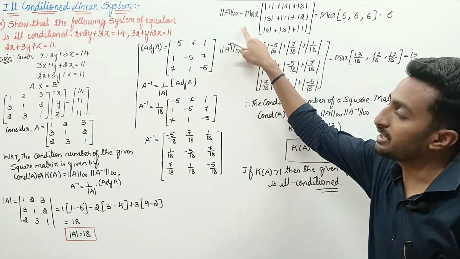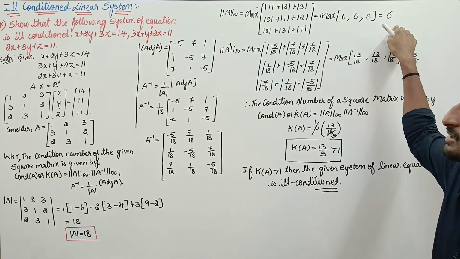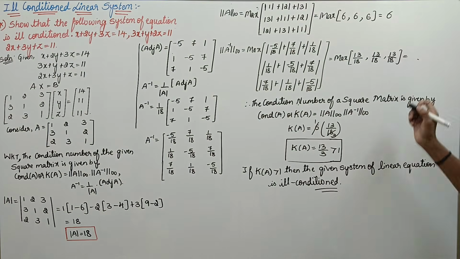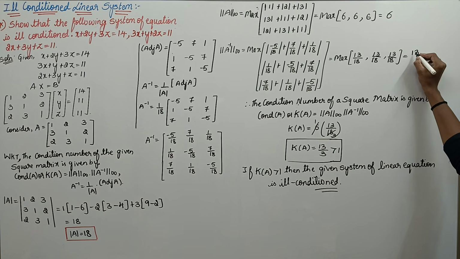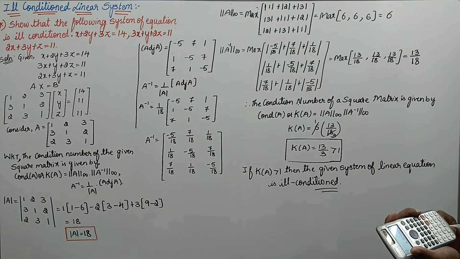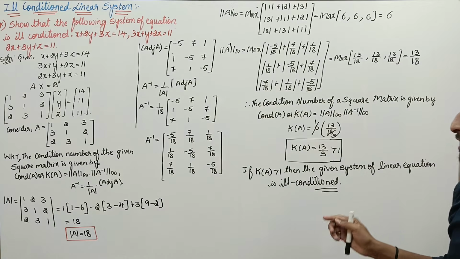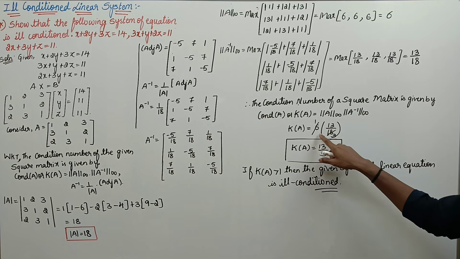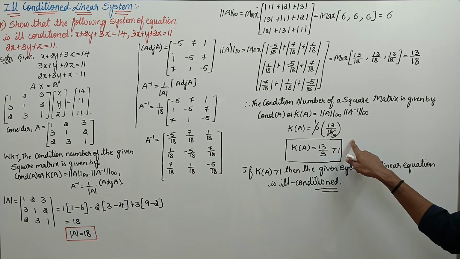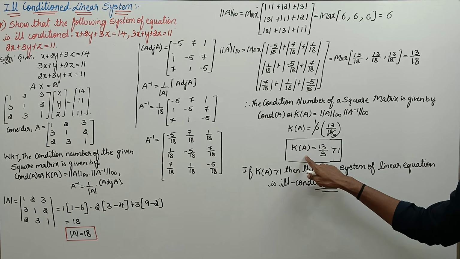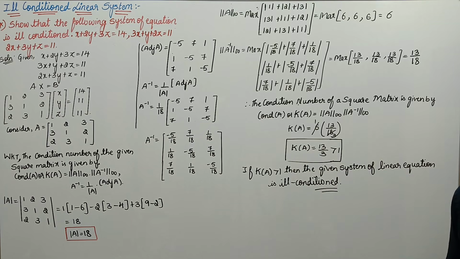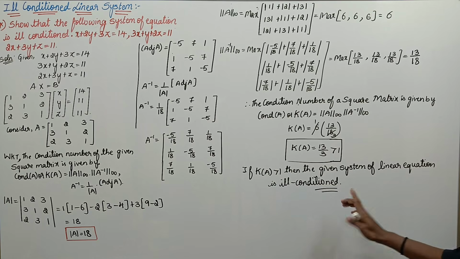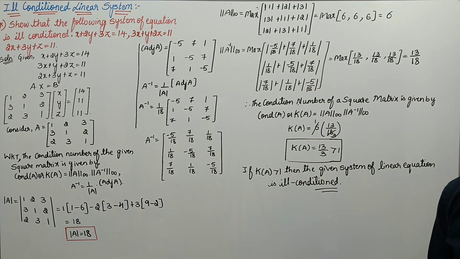Now considering A, find norm A infinity, the maximum number is 6, and find norm A inverse infinity, the maximum number is 13 by 18. Now, the condition number of the given square matrix is given by K of A equal to norm A infinity into norm A inverse infinity. 6 into 13 by 18. 6 ones are 6, 6 threes are 18. The K of A, or the condition number of A, is 13 by 3. Since it is greater than 1, we can conclude that the given system of linear equation is ill condition when K of A is greater than 1.